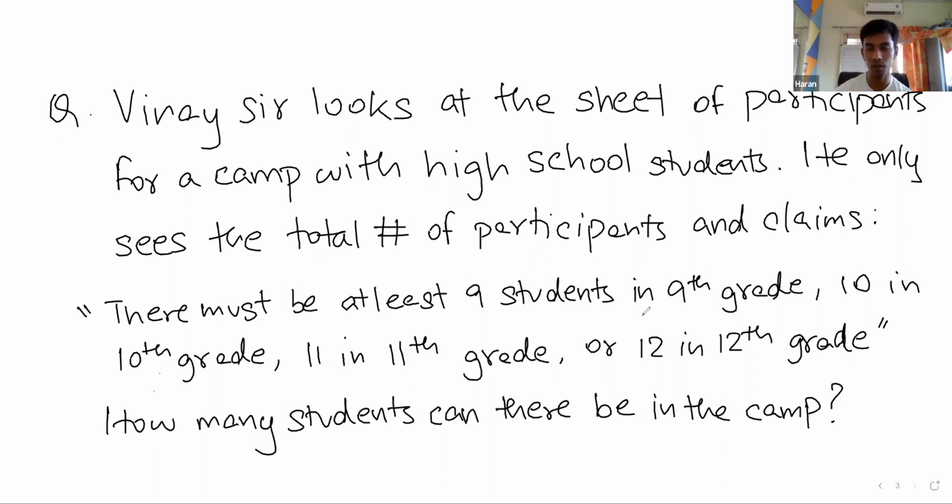And just knowing that information, he's able to claim that there must be either at least 9 students in class 9, or at least 10 in class 10, or at least 11 in class 11, or at least 12 in class 12. So how many students can there be in the camp? What is the possible number of students who are there in the camp?